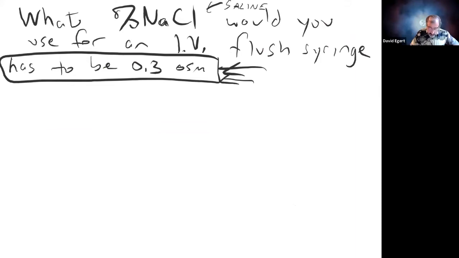By definition, what does 0.3 osmolar mean? It's going to be similar to what we were doing with dimensional analysis. What's the definition of osmolarity? Number of moles of total particles over a liter of solution. And since it's 0.3 osmolar, what would I write here?